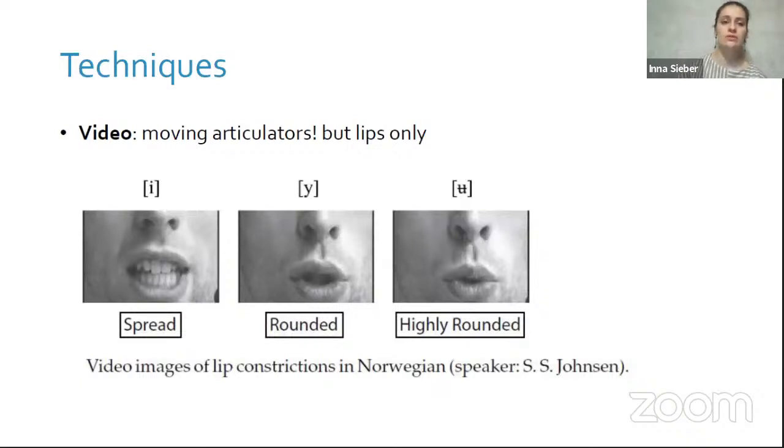You can record a video to find out what is happening with the lips, but you just can't see what is happening deeper in our oral cavity and in our nasal cavity. But you can use video and audio at the same time and compare them. And for example, we can distinguish between different types of roundness in vowels or labialization in consonants as well.